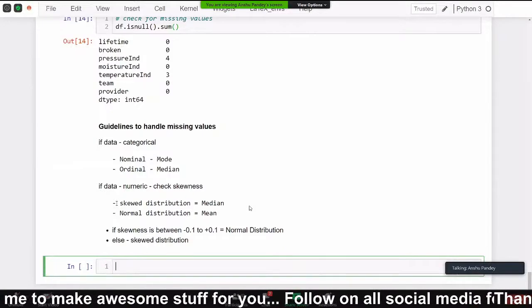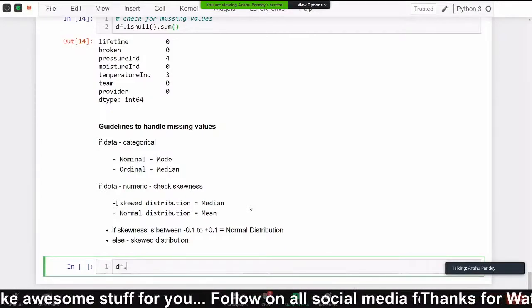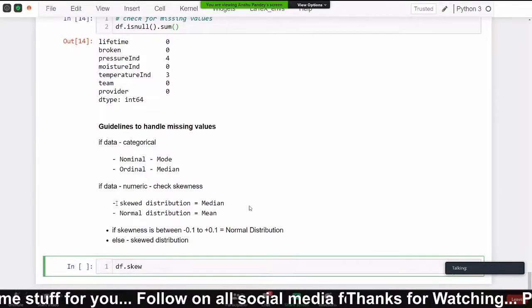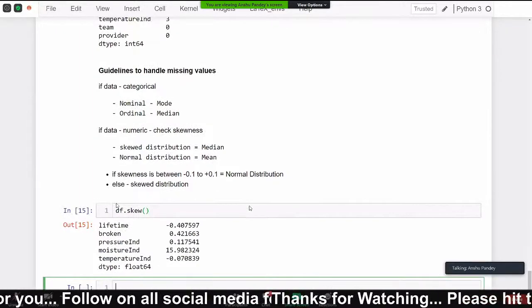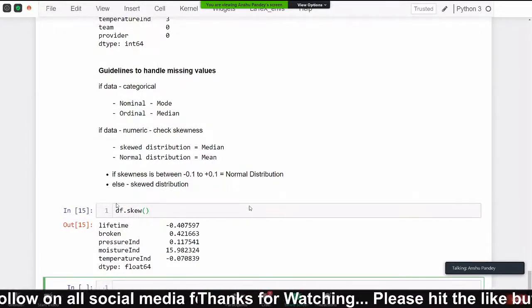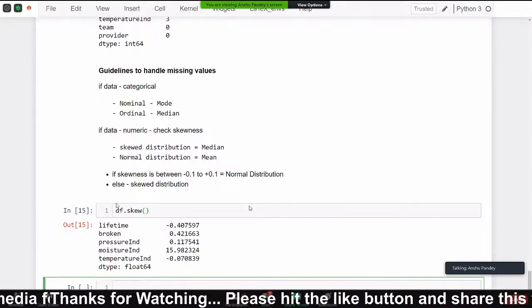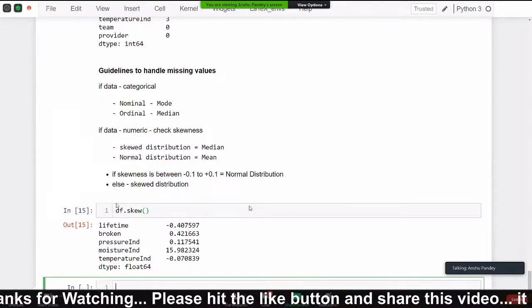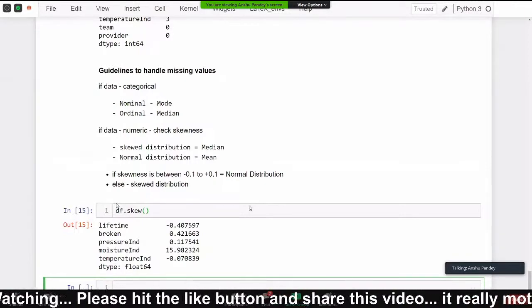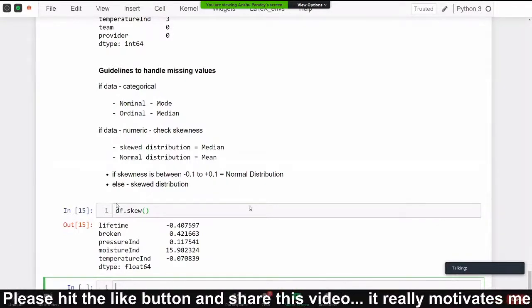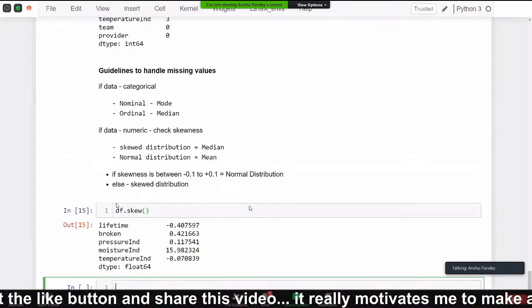Okay, so we'll say df dot... we are missing values in pressure and temperature. As we can see, for temperature, it is closer to 0, between minus 0.1 to plus 0.1, whereas for pressure, it is just above that. It is not very much above plus 0.1, it is slightly above that.